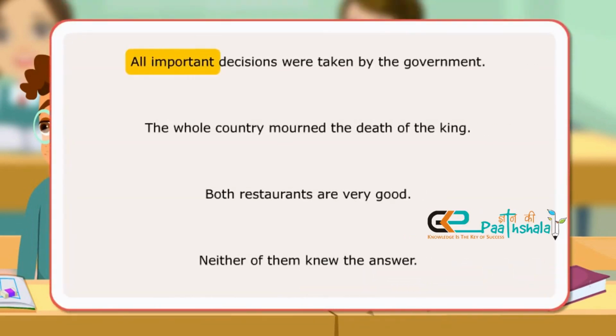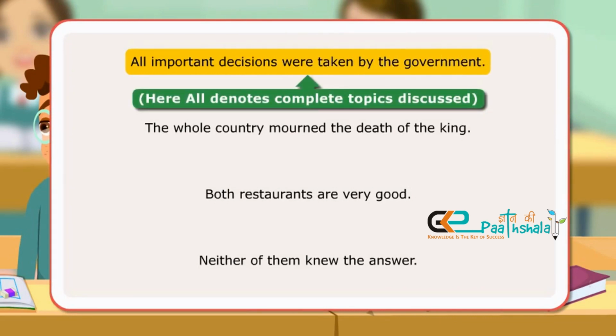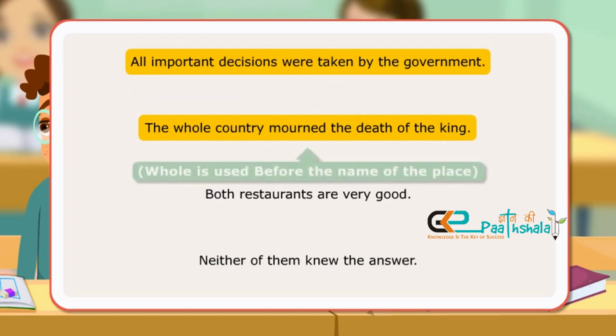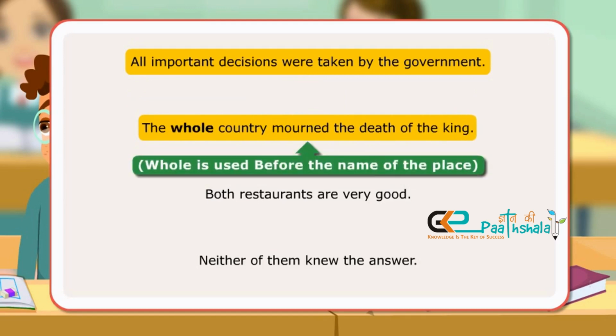All important decisions were taken by the government. Here, all denotes complete topics discussed. The whole country mourned the death of the king. Whole is used before the name of the place.